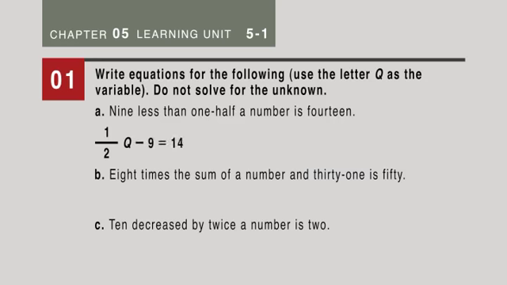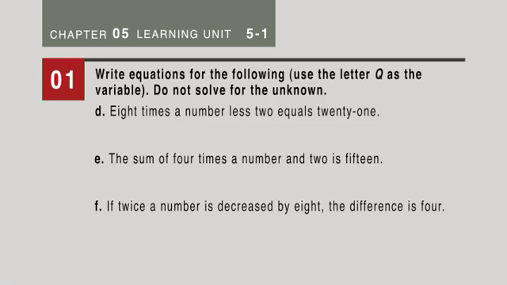In B, 8 times the sum of a number and 31 is 50. So here, 8 parenthesis, some number Q plus 31 end parenthesis equals 50. C, 10 decreased by twice a number is 2. So to set this up, you put the number 10 minus 2 times the letter Q equals 2.